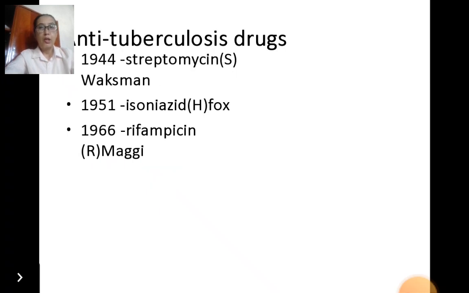Anti-tuberculosis drugs. In 1944 streptomycin was developed by Waksman. In 1951, isoniazid was developed by Fox. In 1966, rifampicin by Maggi.